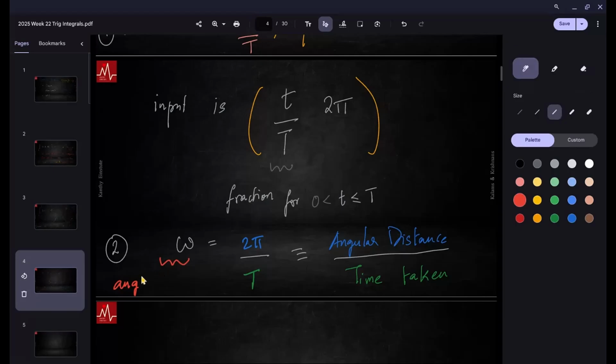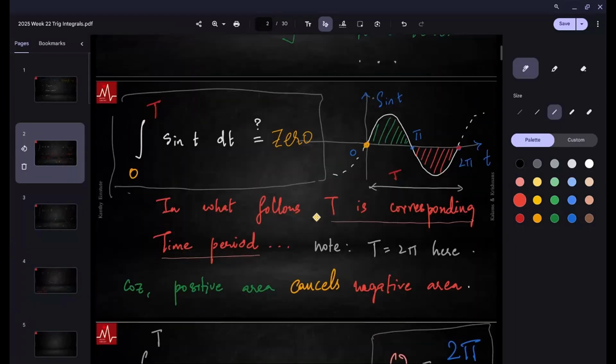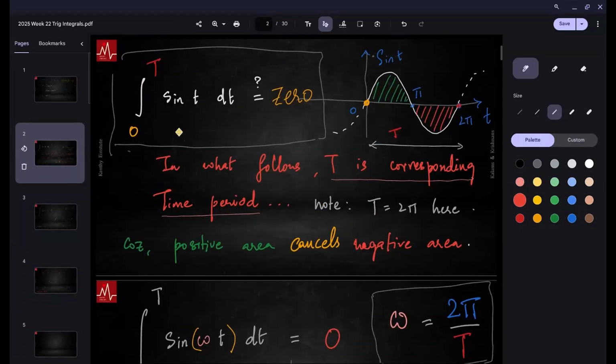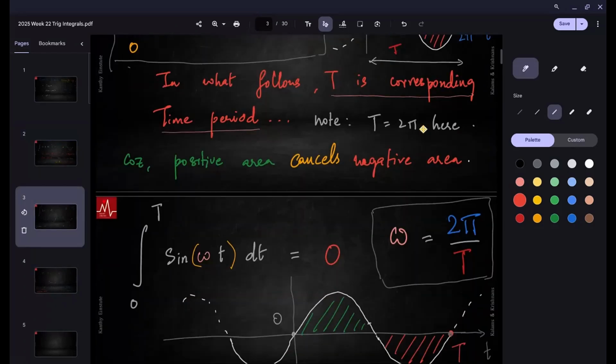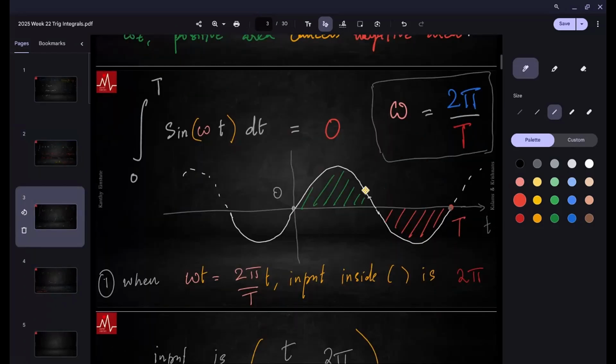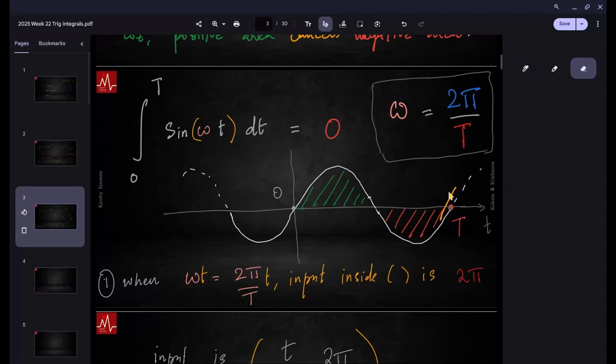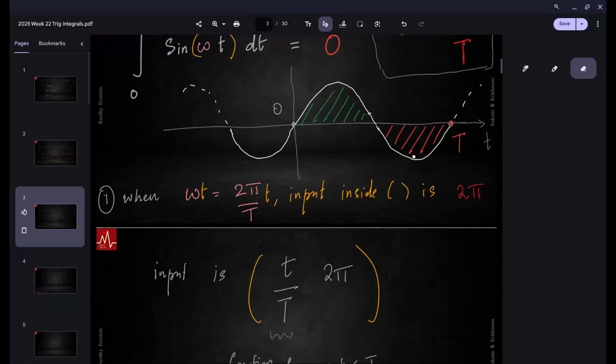Getting the crux: the integral of sine over the full time period is 0. You change the frequency. Notice this point is not 2 pi. It is t, the full time period. This is when it starts repeating. This is 0. Let's do a quick set of questions.